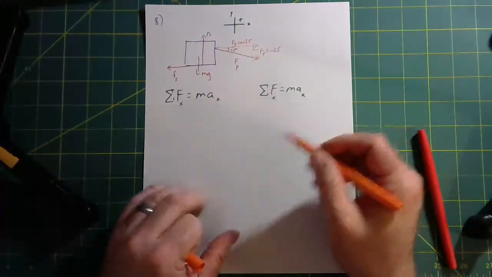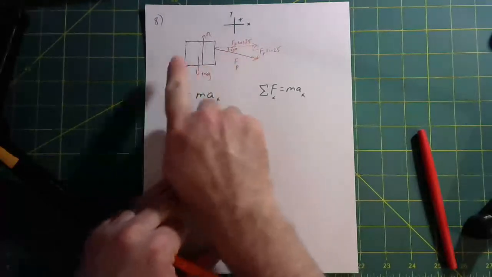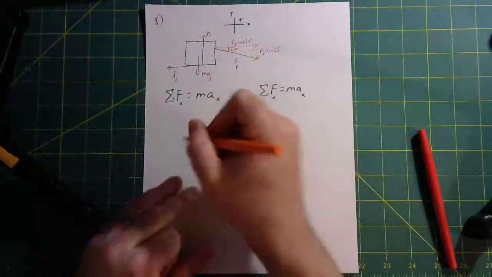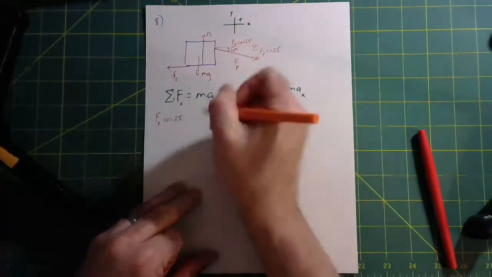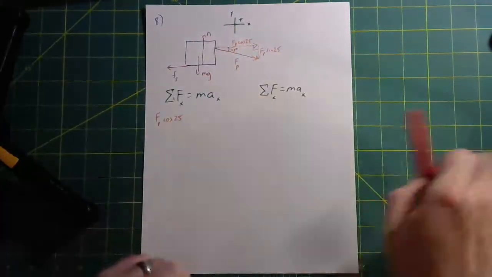All right, that's all my forces. Let's go to F equals ma. Horizontal axis, we'll be doing right minus left. So that'll be that Fp cosine 25 going right minus the static friction going left.